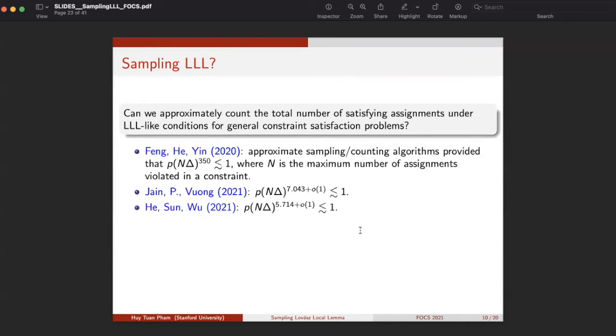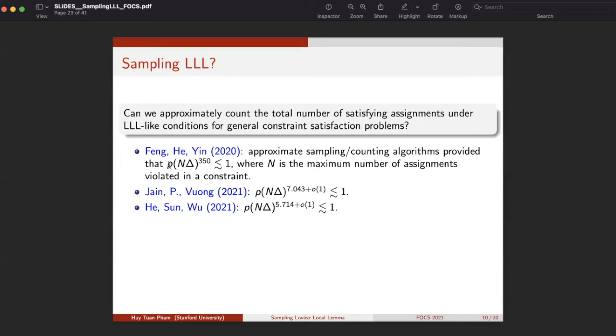In this direction, we have the work of Jain, He, and Yin, where in the case of atomic constraint satisfaction problems, so those are constraint satisfaction problems such that each constraint can only be violated by at most one assignment of its variables, they show that there is a sampling and counting algorithm if p times delta to the 350 is smaller than a small constant. And to translate this to the setting of general constraint satisfaction problems, essentially we would have this condition here where we replace the delta by n delta, where n is the maximum number of assignments violated in one constraint.